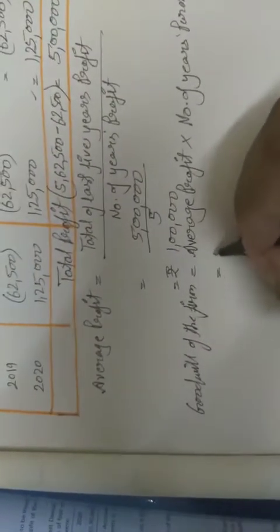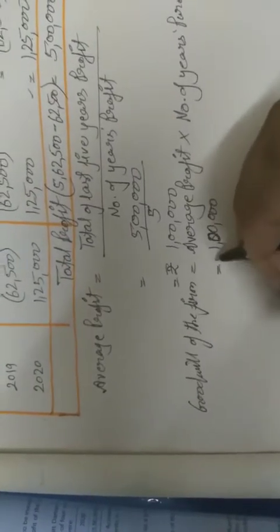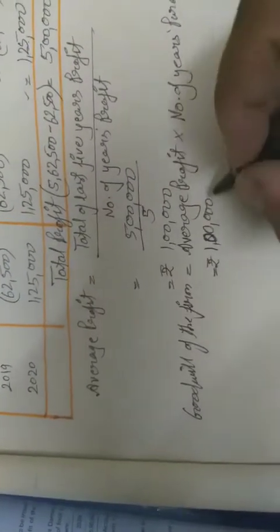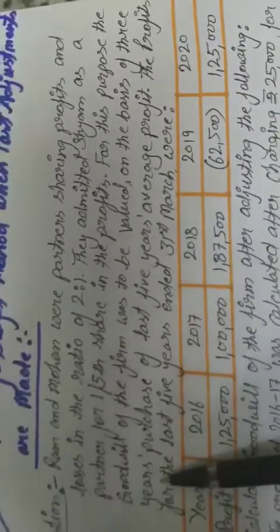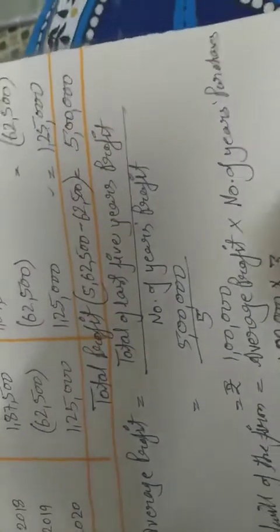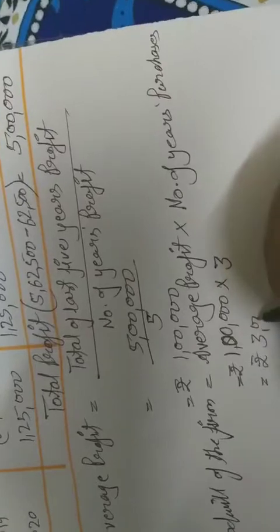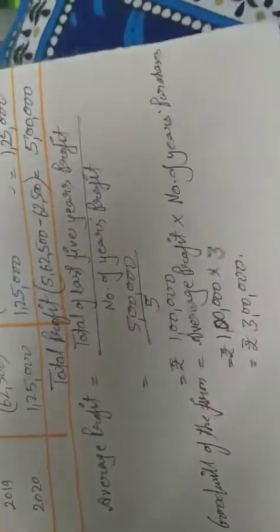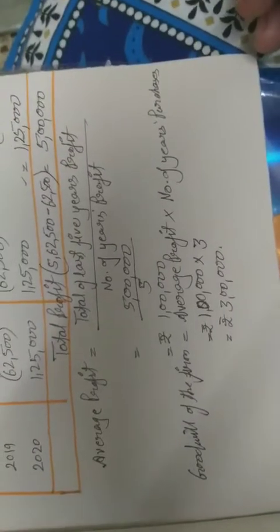Okay, so average profit is rupees 1 lakh, multiply by the number of years' purchases, which is given in the question. Here the goodwill is valued on the basis of 3 years' purchases of the last 5 years. So multiply by 3, and it is equal to 3 lakh rupees. The goodwill of the firm will be 3 lakh rupees.